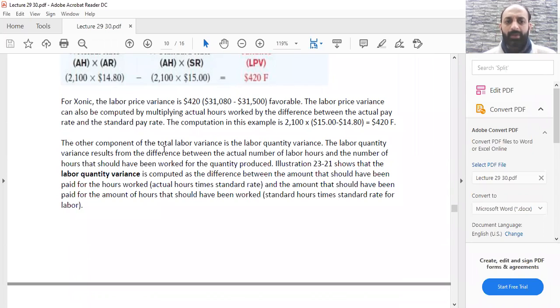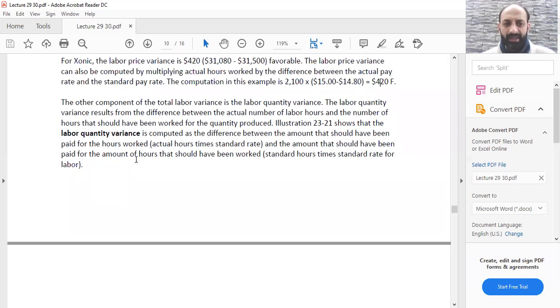The other component of the total labor variance is the labor quantity variance. The labor quantity variance results from the difference between the actual number of labor hours and the number of hours that should have been worked for the quantity produced. Illustration 2321 shows how the labor quantity variance is computed.